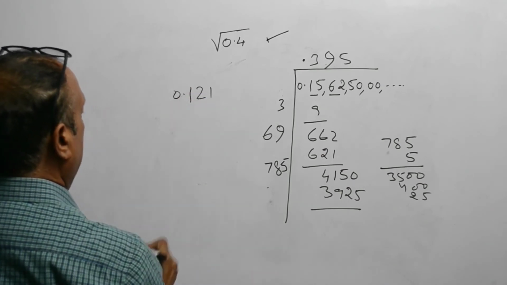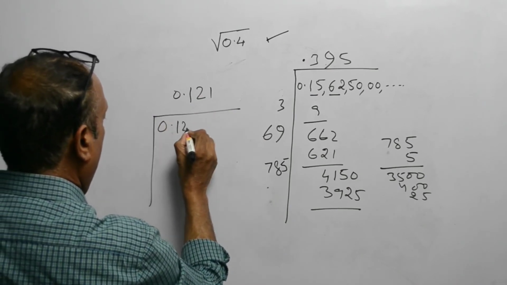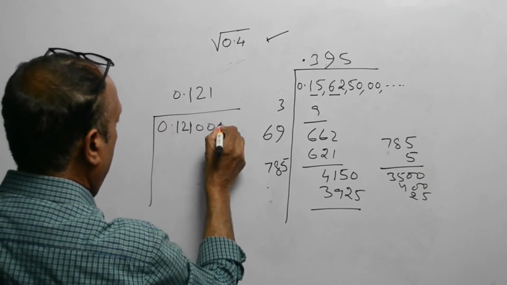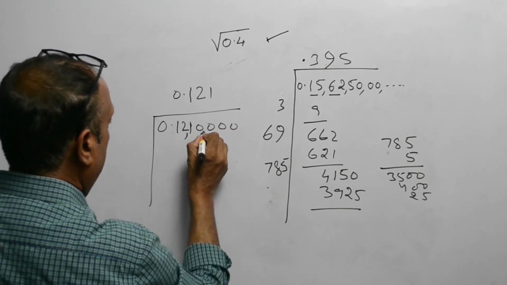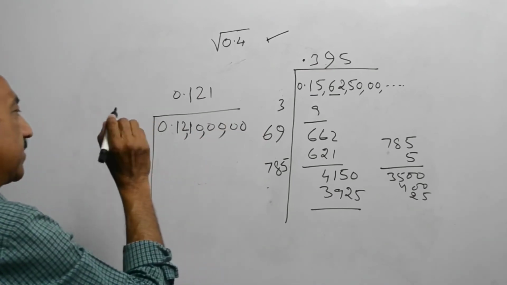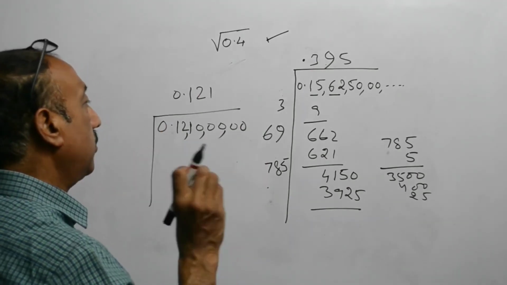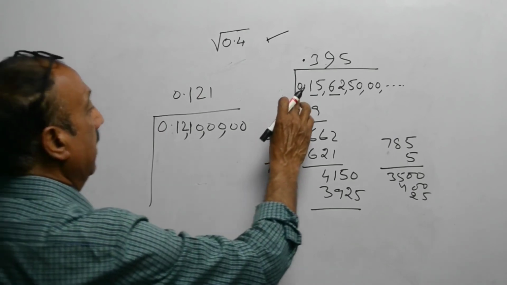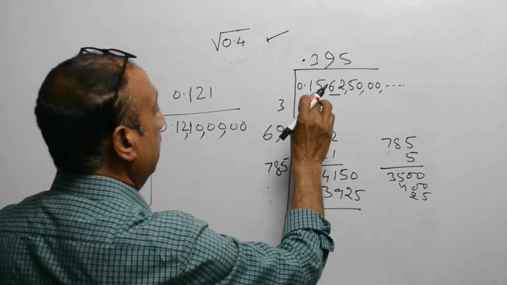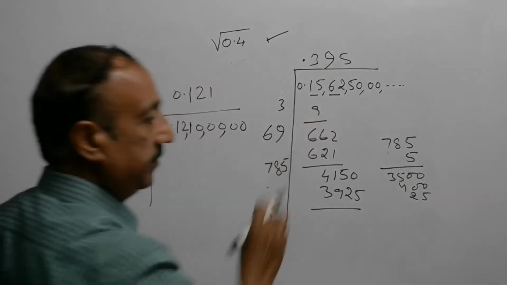Similarly, if we want to take the under root of 0.121, the answer will be like 12, 10, 0, 0, 0, 0. So we will be starting with 12. So to solve the problems of the numbers starting with the decimal, the best method is start making pairs from the left hand side.